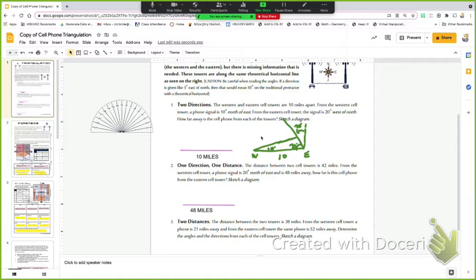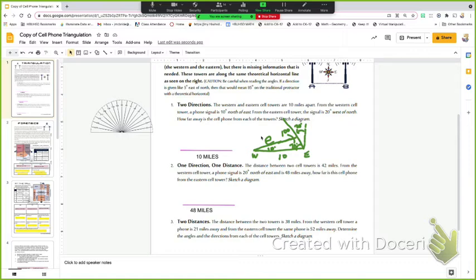Now I actually know what my angle up at the top is. My angle up at the top is 100, because all the angles of a triangle have to equal 180. Now the question is, how far away is each cell phone from the towers? So I'm going to call this distance little e. That's how far it is from the western tower.